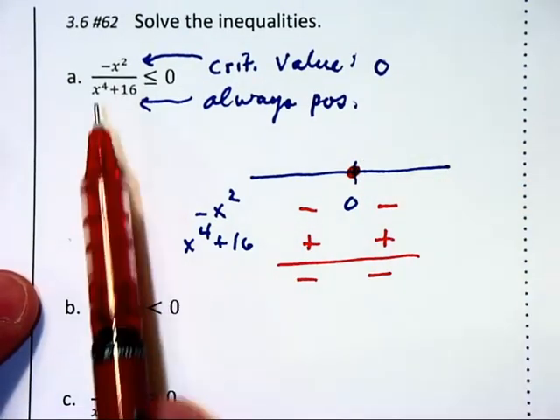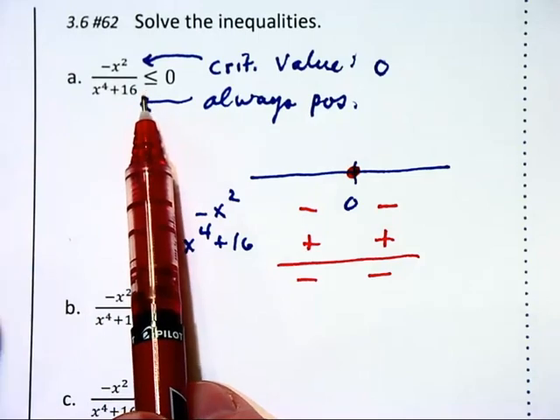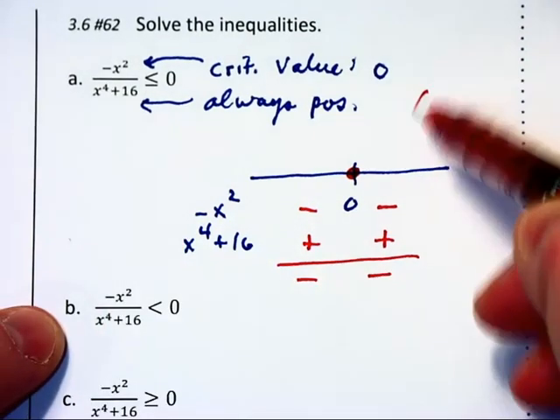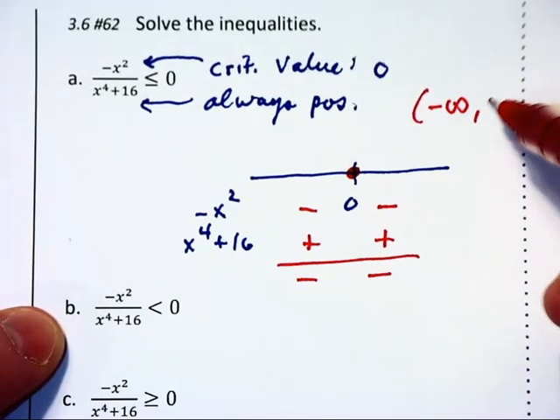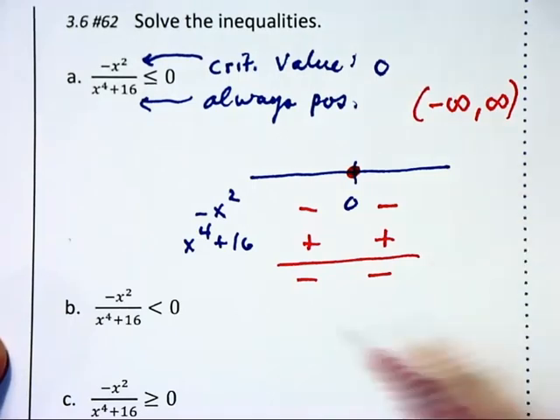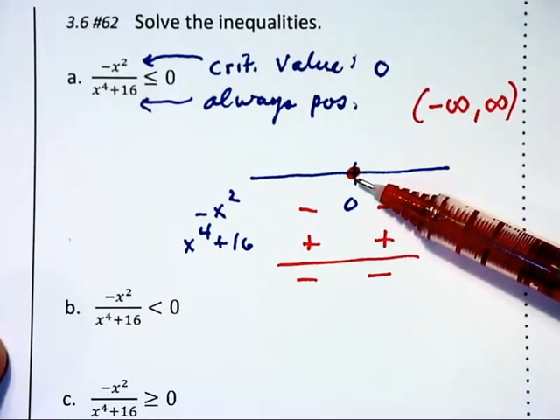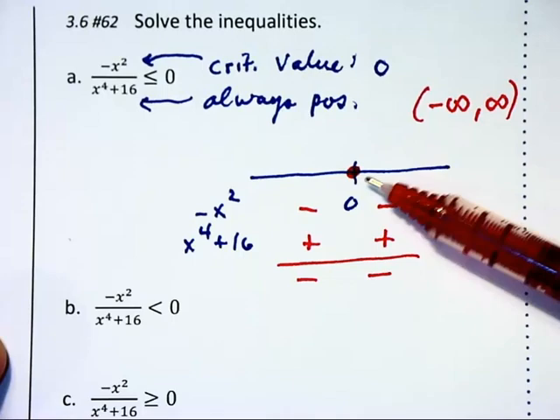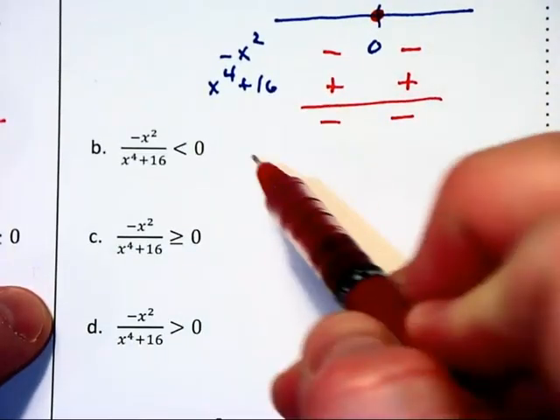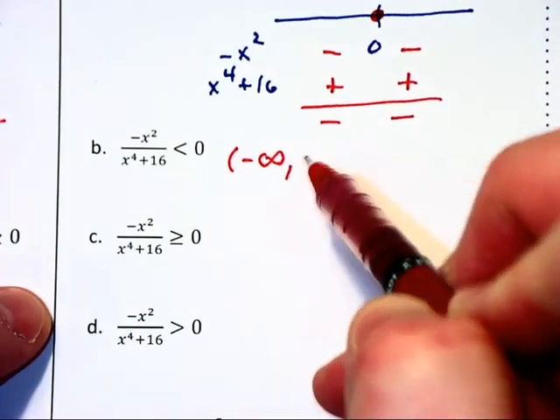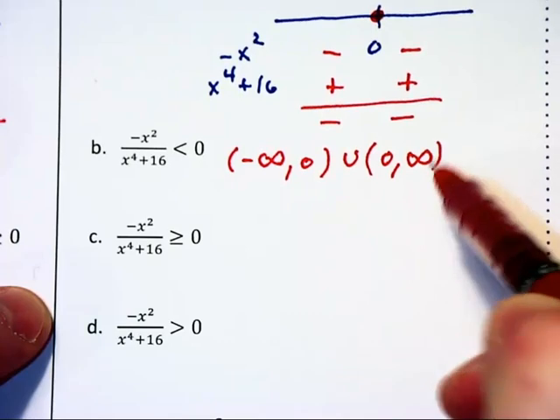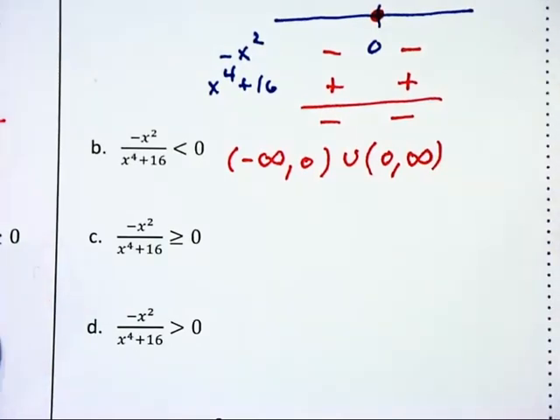So where is this less than or equal to 0? The answer is everywhere, and so our solution to this first part is all real numbers, from negative infinity to positive infinity. Where is it less than 0? Well, we cannot include the 0 itself now, so we have to take 0 out of that previous set, and so our solution here will be from negative infinity up to 0, united with the values to the right of 0.